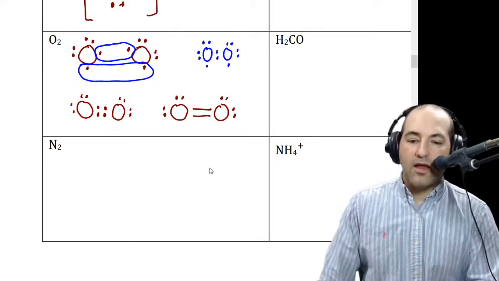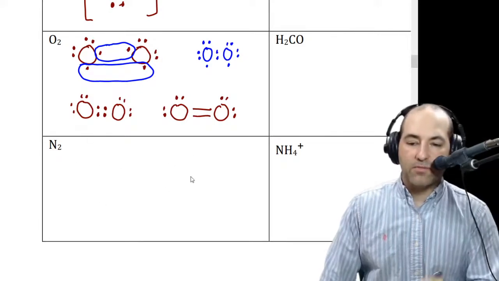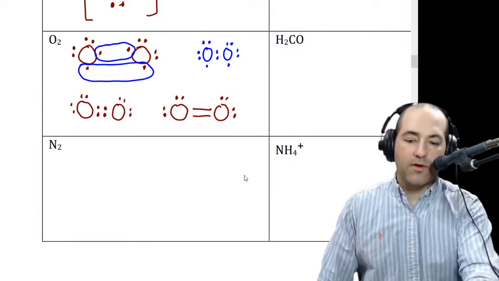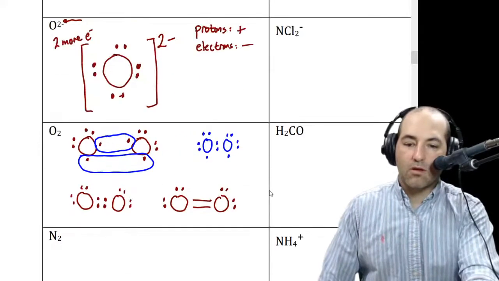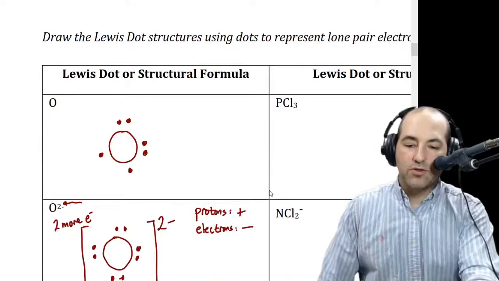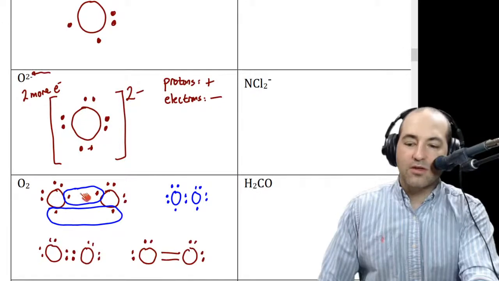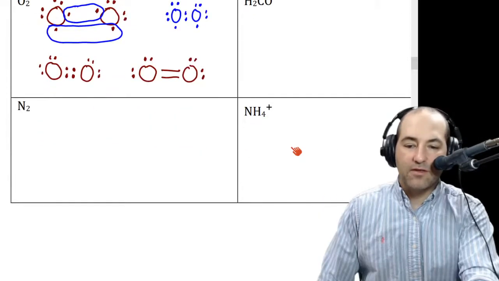Okay, and now we can look at nitrogen and go the same way. I'm going to leave that one to you and see what you can come up with. And I want to jump over to an example of where this kind of stops working. When I say stops working, I mean you can't really use the dots anymore, and we have to use a different method.